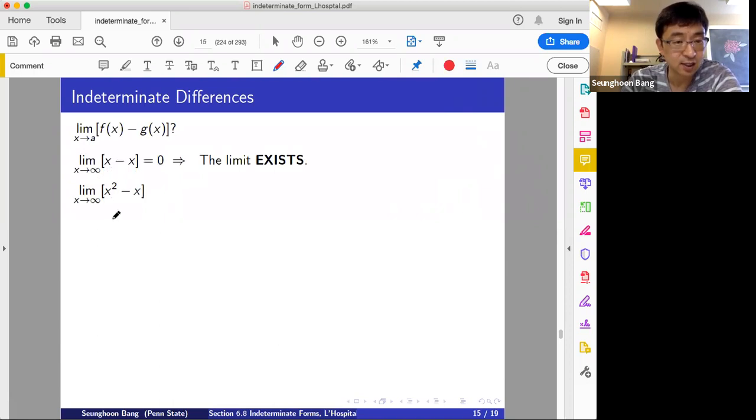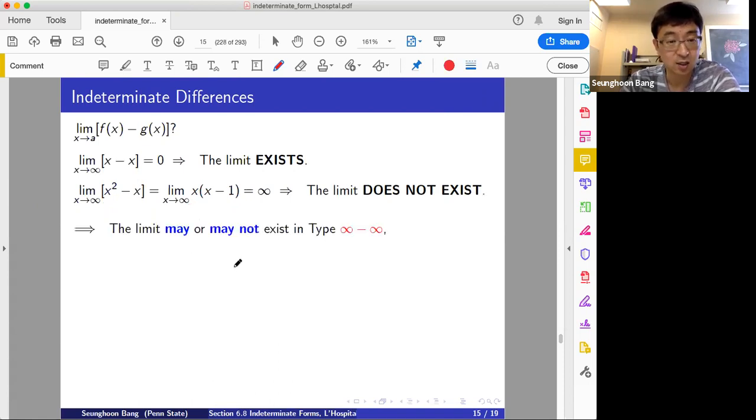x squared minus x, same. This is infinity. The infinity into here, infinity. Exactly, infinity minus infinity. How can we solve it? Factor out x. As x approaches infinity, x minus 1 approaches infinity. Infinity times infinity is infinity. The limit value is not finite. The limit does not exist. This limit may or may not exist in type infinity minus infinity. So we call it an indeterminate form of type infinity minus infinity.